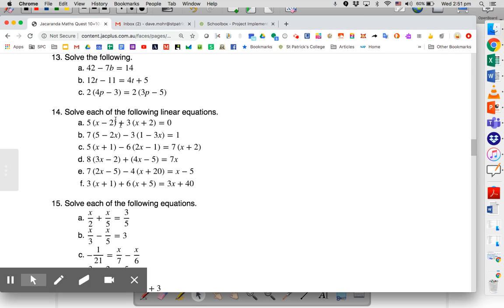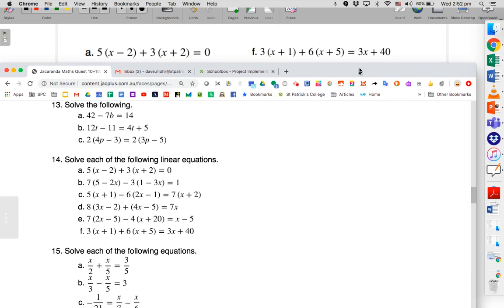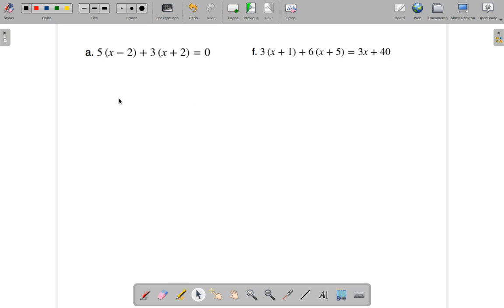And first thing we've got to do, oops, I'll go back, sorry. Here we go. First question I'm going to start with is question A. So what we're going to do here first up is remove the brackets. Remember we've got to multiply what's outside by what's inside. So we're going to multiply the 5 by the x and the 5 by the -2. And over here we've got to multiply the 3 by the x and the 3 by the +2.